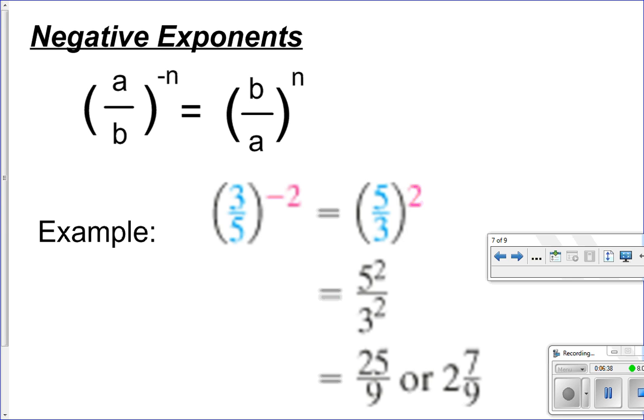So here's the example they did. They have 3/5 to the negative second. They took the reciprocal, made it 5/3, made the exponent positive, and they distributed the 2 to the 5 and 3, and they get 5 squared over 3 squared, or 25 over 9, or 2 and 7/9.